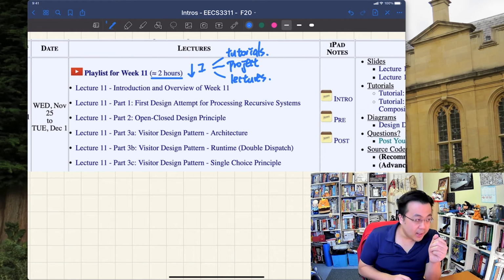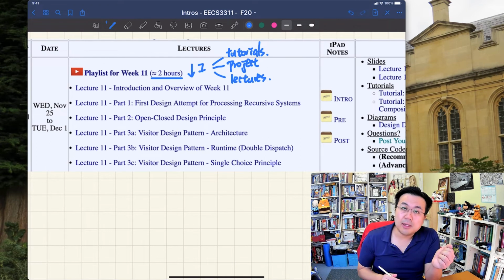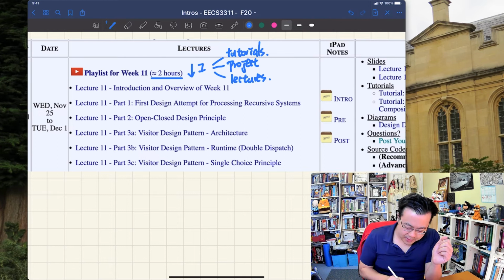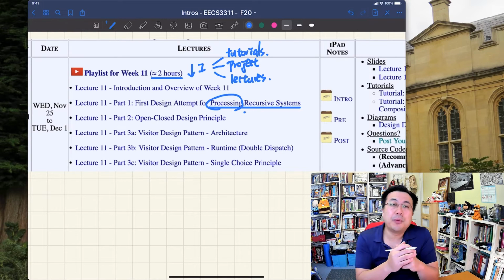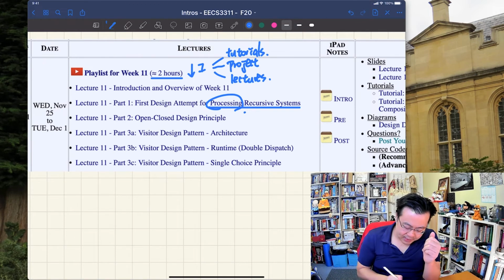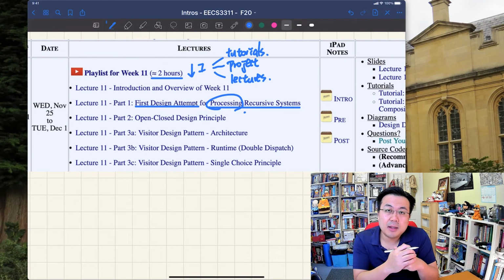And let's take a quick look at the flow of the lecture. So we are talking about the motivating problem, which is about processing the recursive system. How can you support the various operations for the recursive system? You want to have a nice design. And the first design attempt that we're going to show to you actually will violate a couple of design principles, namely the cohesion and also the single choice principle. So simply having a straightforward extension to the composite pattern is not a way to go design-wise. So that's why we want to introduce to you this new design pattern.